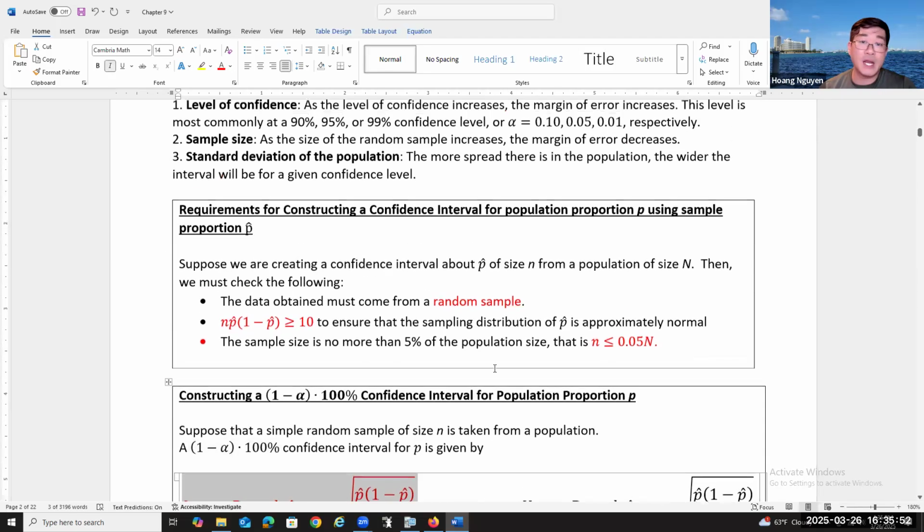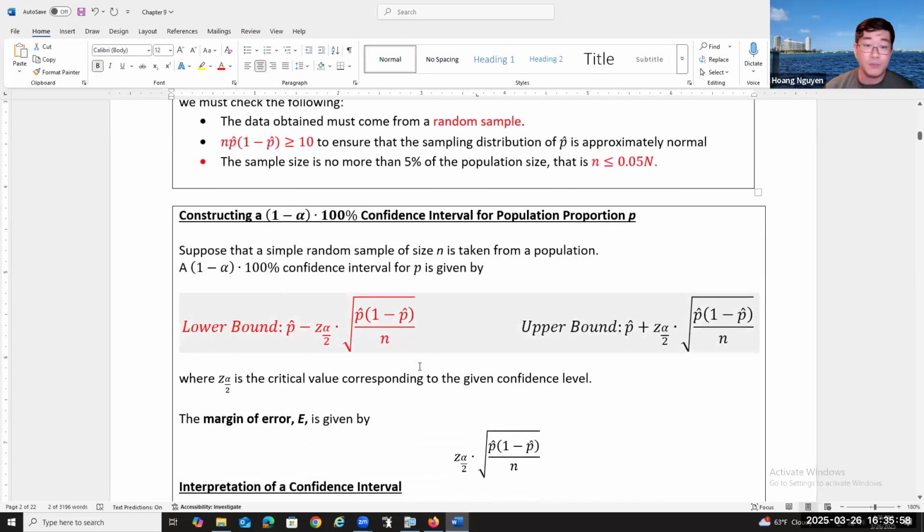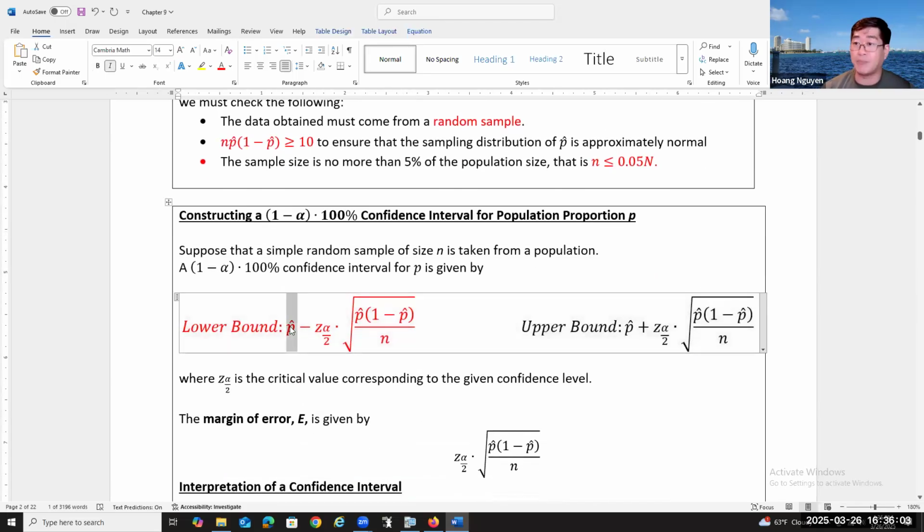For the lower bound, the idea is we take the point estimate minus the margin of error. In order to estimate the population proportion, we use the sample proportion as the point estimate. So we take the sample proportion p hat minus, and this is the calculation of the margin of error E.